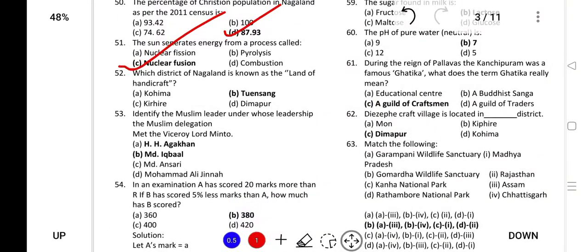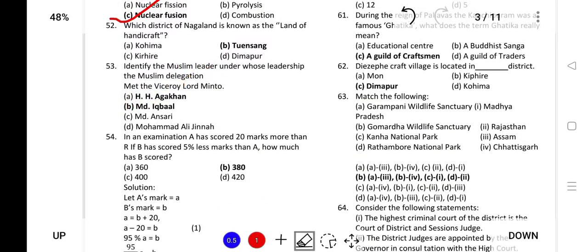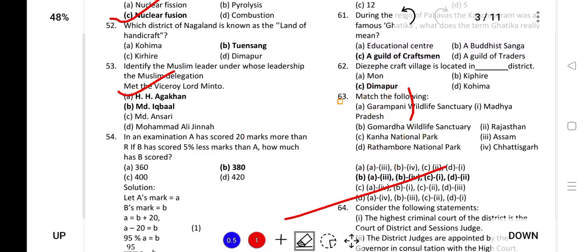Next, identify the Muslim leader under whose leadership the Muslim delegation met Viceroy Minto. Is it Muhammad Iqbal? Not Muhammad Iqbal, it will be Aga Khan. And on December 30, 1906 the Muslim League was formed.